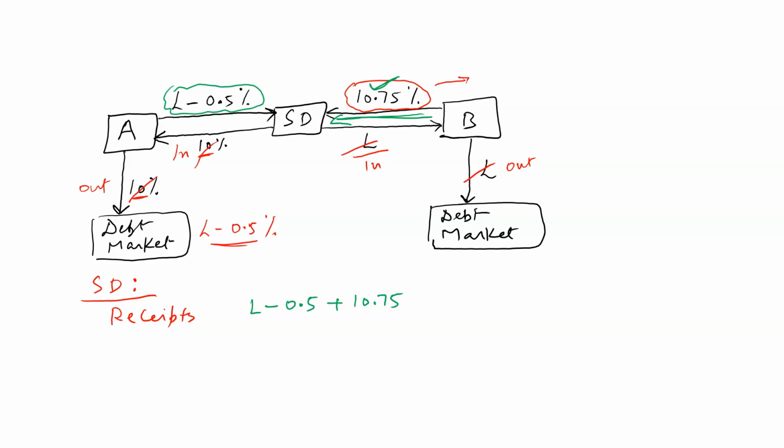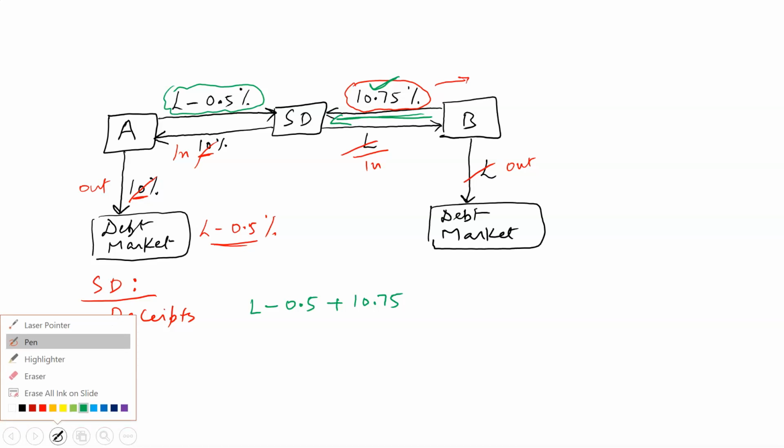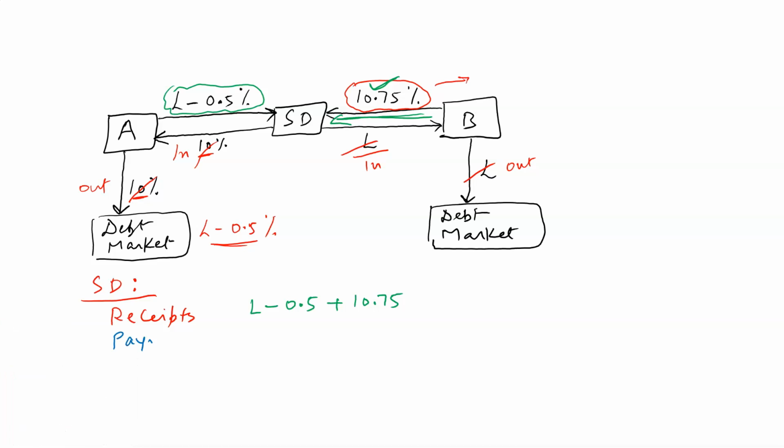How about its payments? Let me change to blue. Payments. All outgoing arrows from the SD box are payments. So let's see what the outgoing arrows are. This is an arrow here which is outgoing, and the interest rate applicable here is 10%. So 10% is one payment that it is making to Bank A. And then what else? There's another outgoing arrow from the SD box, this one here, where the applicable interest rate is LIBOR. So we can write that here. That's LIBOR here.